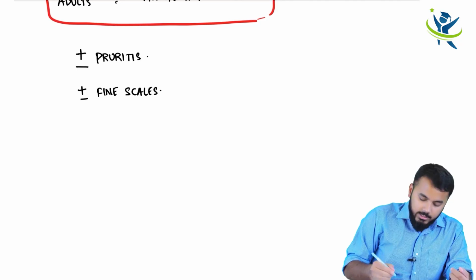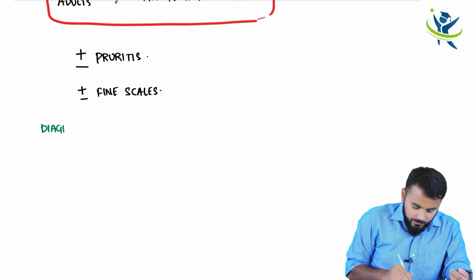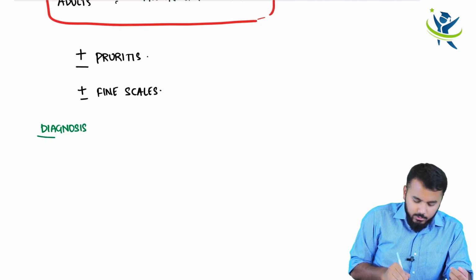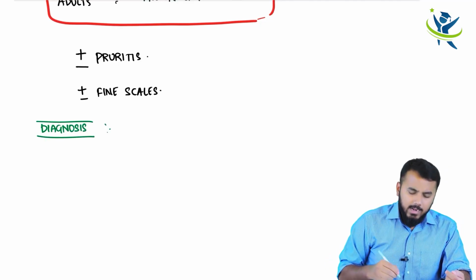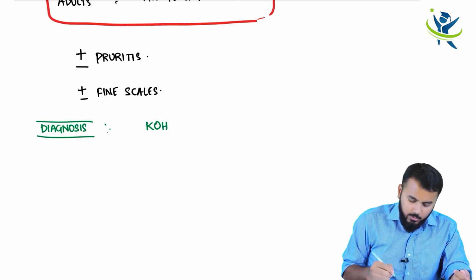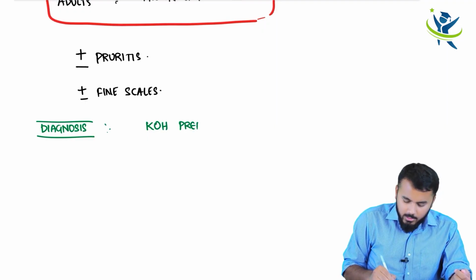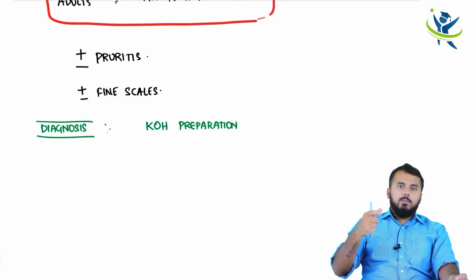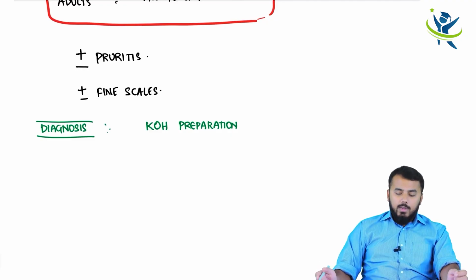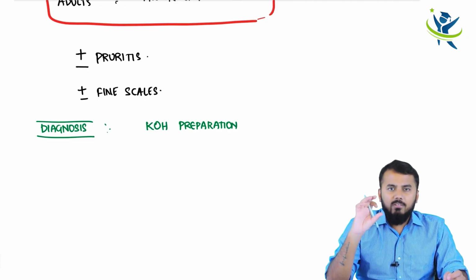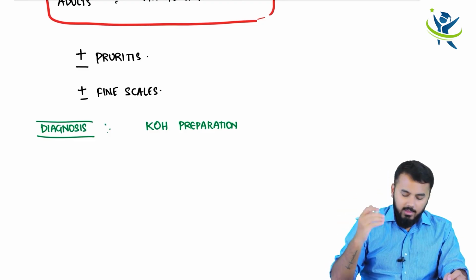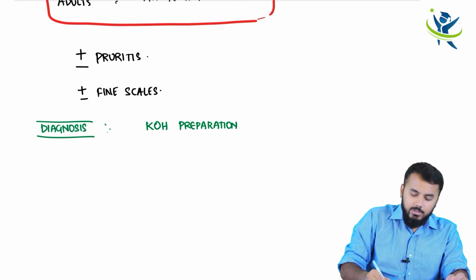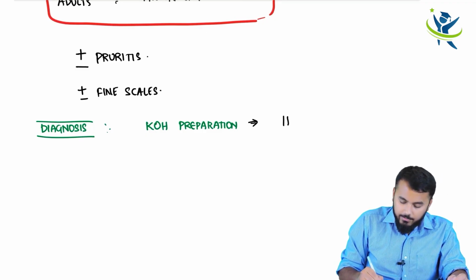So when you do the diagnostic part, how do you do the diagnosis? You scrape that region and add KOH preparation to that. For example, if I've got some rash over there, I scrape that lesion, put it under a microscope, add some KOH, and then when I look under the microscope, I will find hyphae. Why will I find hyphae? Because this is a fungal infection, right?